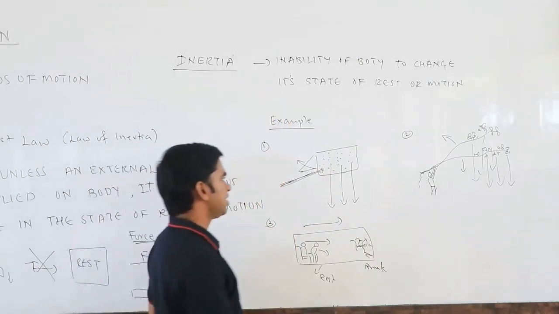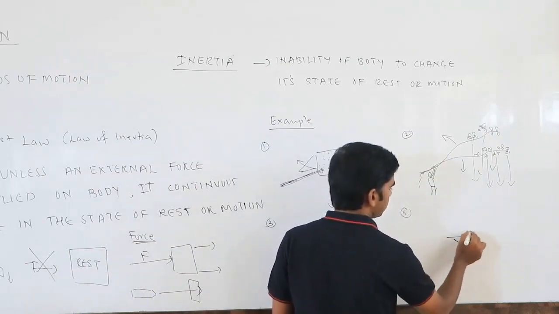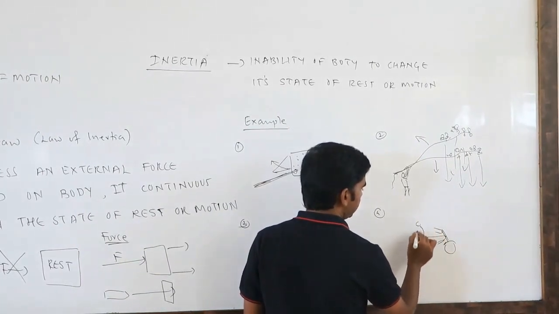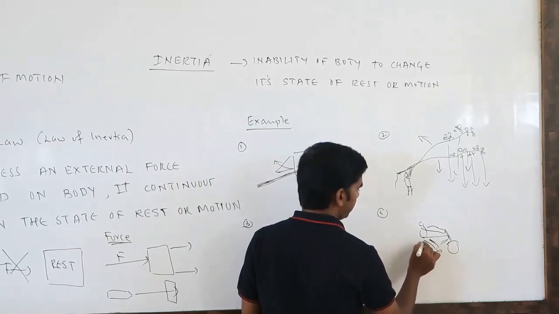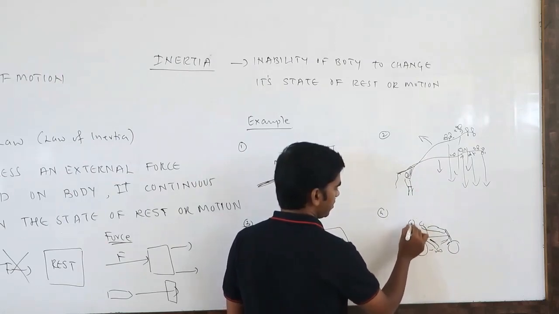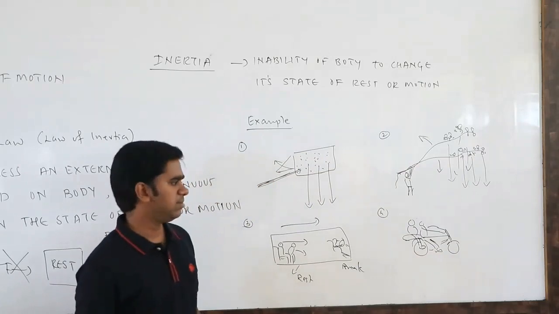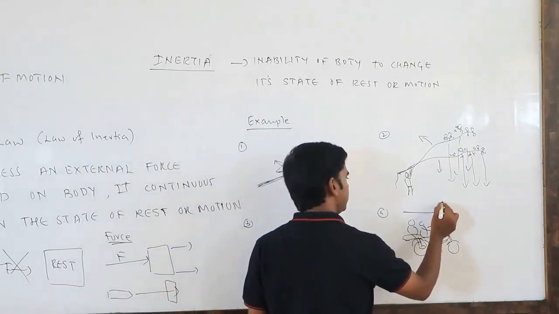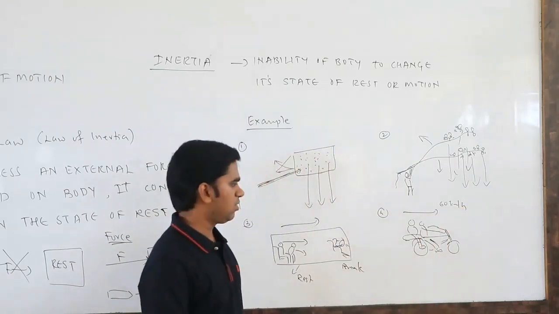Similarly, if you want one more example, suppose your friend is driving the bike, and he is sitting here. Behind him, you are also sitting. Your friend is driving the bike, and you are also sitting. Obviously, you are singing a song and going at say some 60 km/h. Suddenly, what will happen?